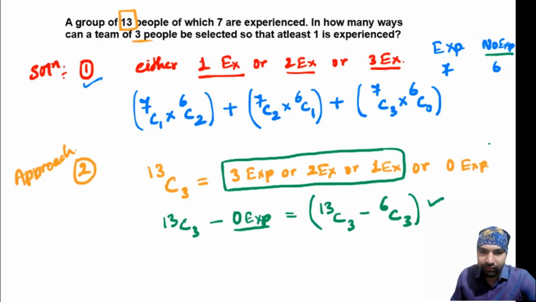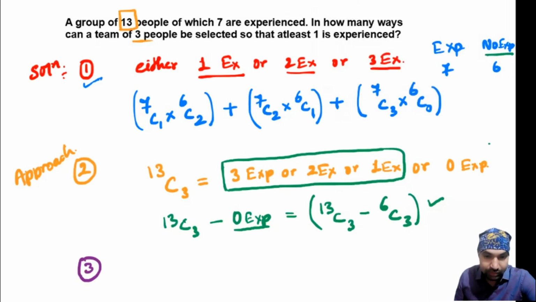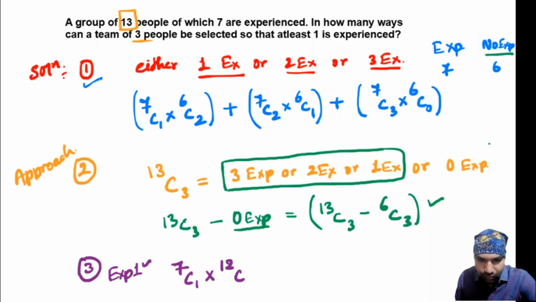But while solving this question, I was intrigued by the thought: why can't we do this? Let's suppose out of 7, I choose one person who is experienced, and that can be done in 7C1 ways. Then how many are remaining? One experienced guy I've already taken, so 13 minus 1 is 12. The remaining 2 guys I can choose from 12C2, isn't it?